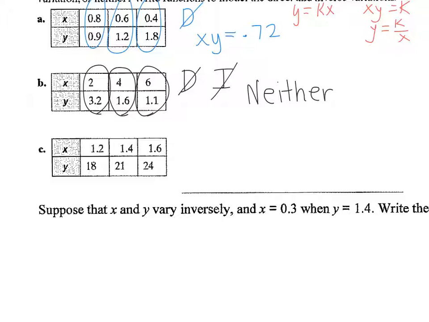And then the last one, first check direct. So when I divide this, and I divide this, and I divide this, do I get the same answer if I divide y by x? When I divide those, I get 15, so that's my k. So my equation is going to be y equals 15 times x. Because remember, direct variation is y equals k times x, and k is 15.